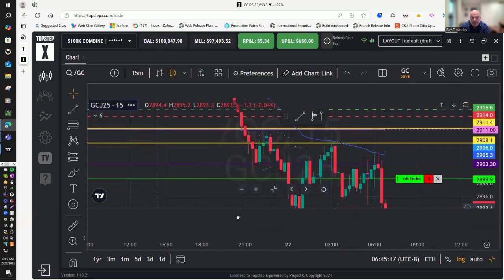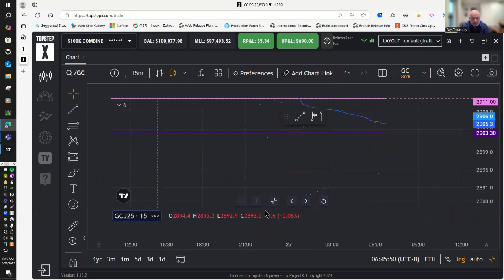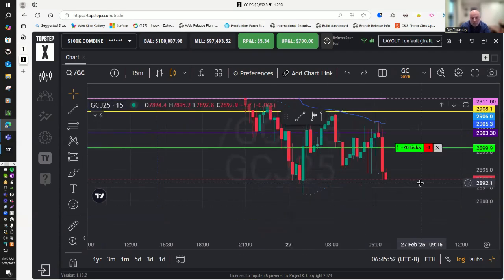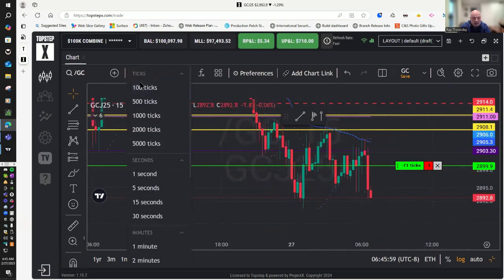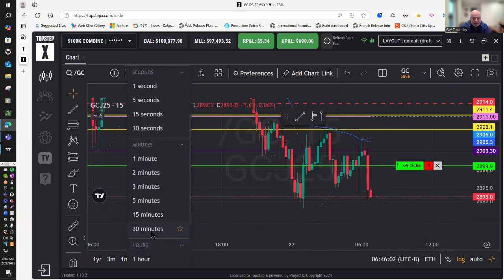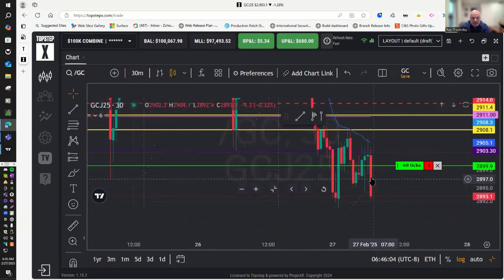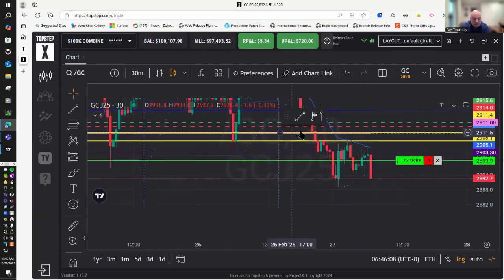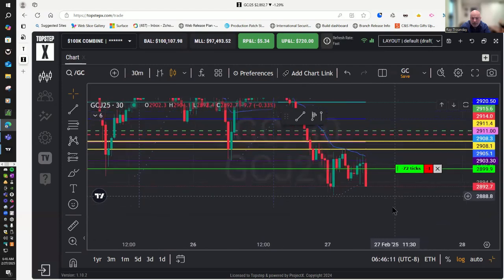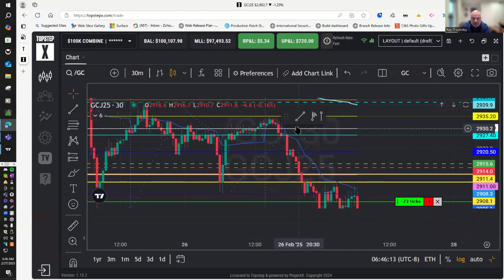Gold has been in a bit of bearish structure of late. As you can see here, I'm trying to do a little bit of a macro view of the market, and trying to provide you guys as much context as I can. You can see that the market has been in this kind of bearish structure of late.